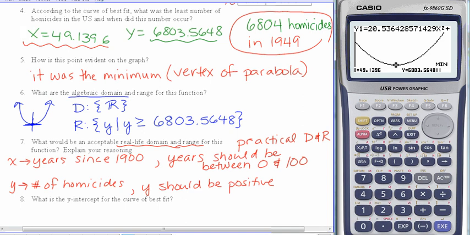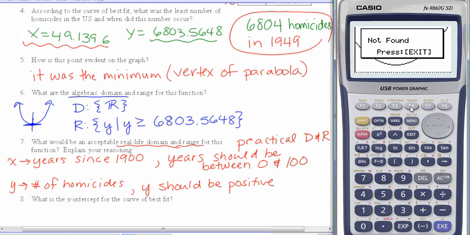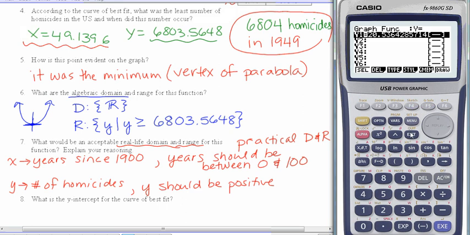Well, there's 2 ways we can find this. We can go into our calculator, and under GSolve, we have a y-intercept button. When I press that, however, I get not found. Why do I get not found?